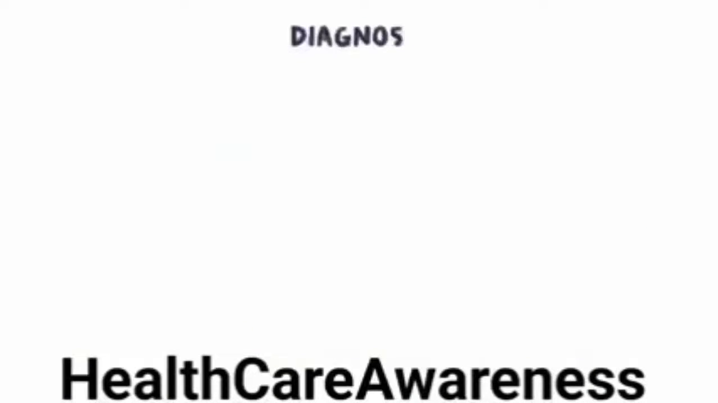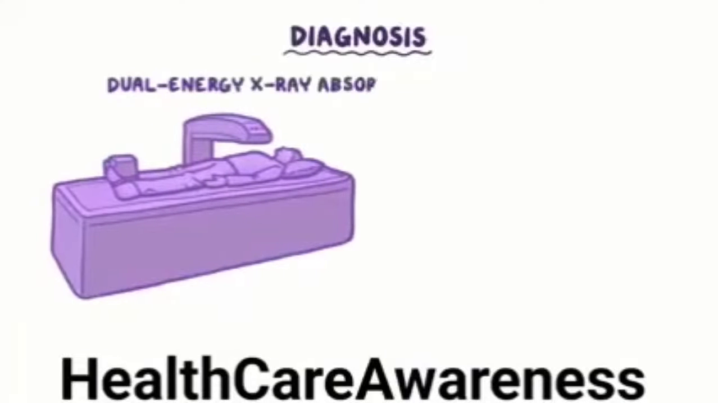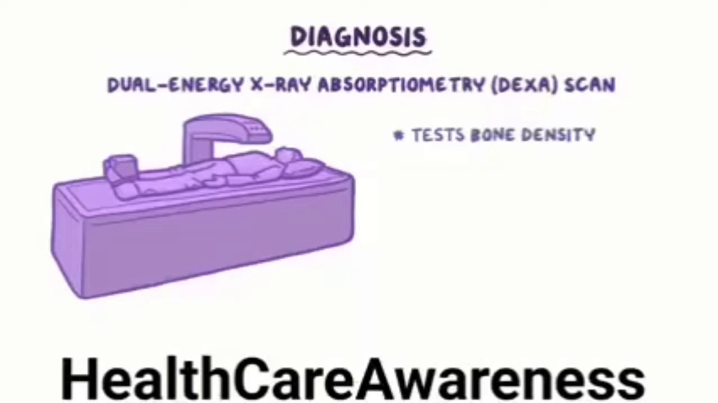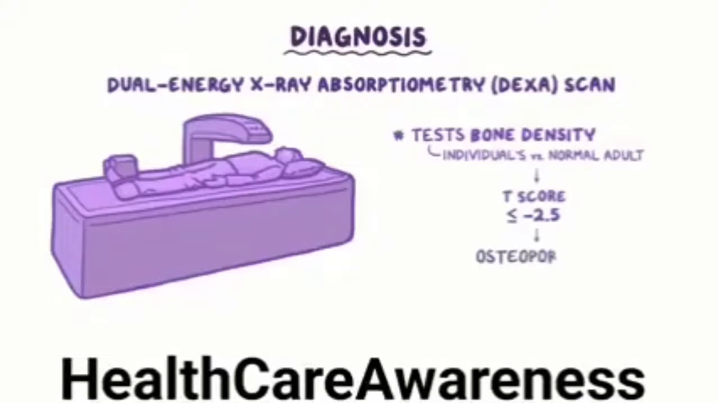Osteoporosis is usually diagnosed with a dual-energy X-ray absorptiometry, or DEXA scan, which tests for bone density. The test compares an individual's bone density to that of a normal adult, which yields the result, or the T-score. A T-score less than or equal to negative 2.5 is diagnostic of osteoporosis.